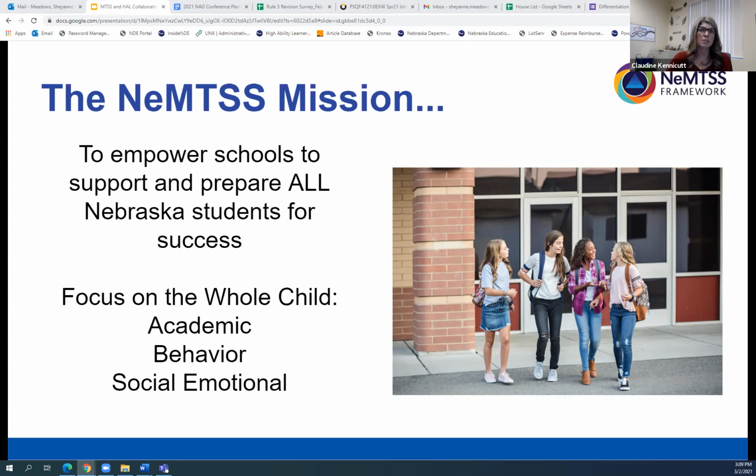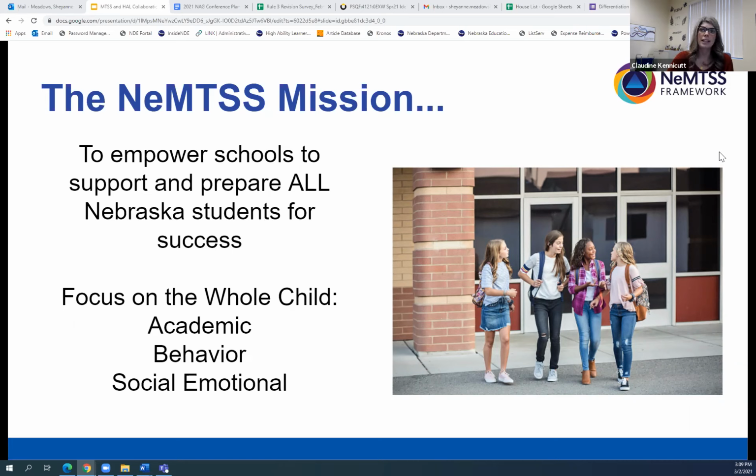And these multi-tiered systems of support are sometimes thought of as another thing for schools to do, but that truly is not it. It's the way schools should be doing business. It's a sustainable, continuous school improvement process. And within this multi-tiered system of support, the focus is on the whole child, the academic side, along with the social emotional needs, as well as the behavioral needs of all students.